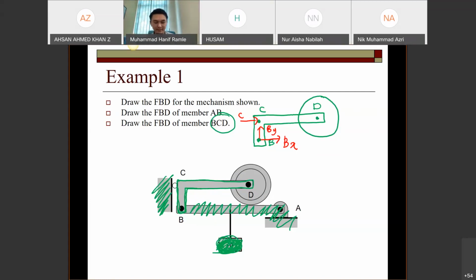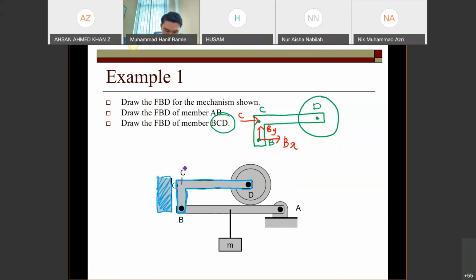Okay, same goes for the previous one. Let me erase this. If you look at point C, you have to draw the body, of course, and the wall to identify the reaction. And then you have to determine the degrees of freedom.